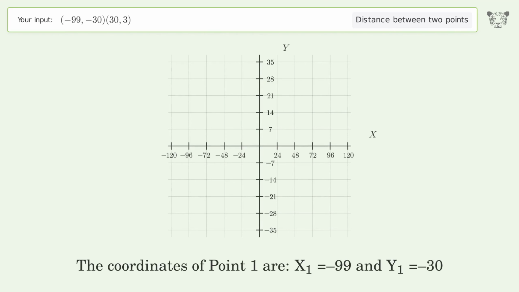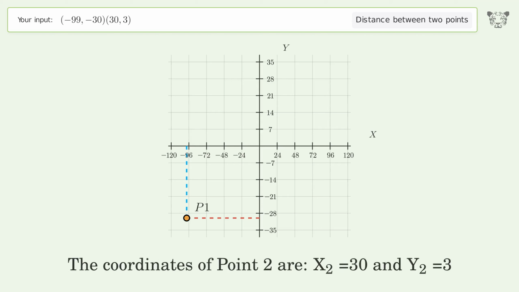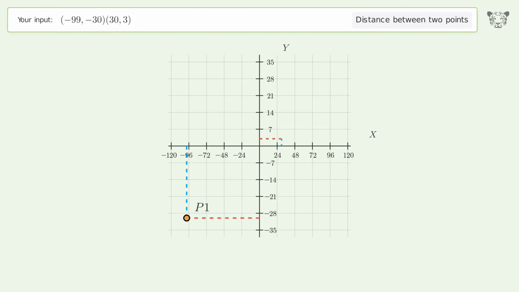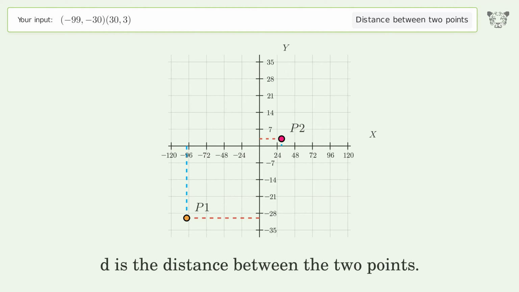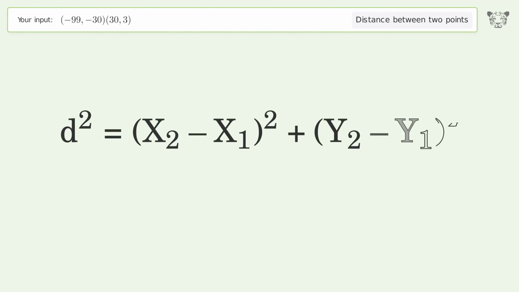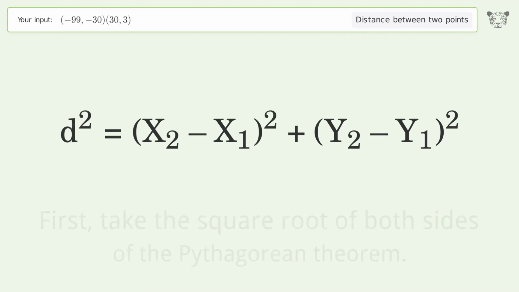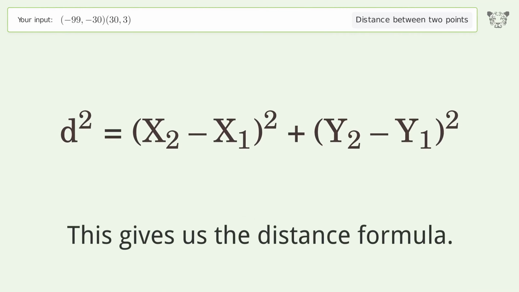The coordinates of point 1 are x1 equals negative 99 and y1 equals negative 30. The coordinates of point 2 are x2 equals 30 and y2 equals 3. D is the distance between the 2 points. First, take the square root of both sides of the Pythagorean theorem. This gives us the distance formula.